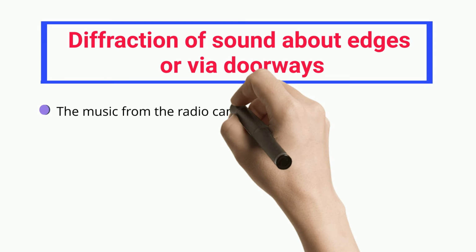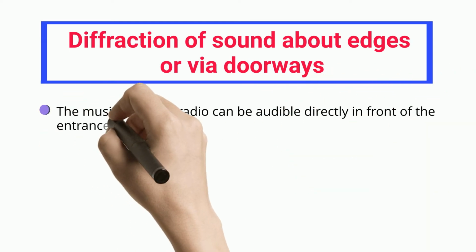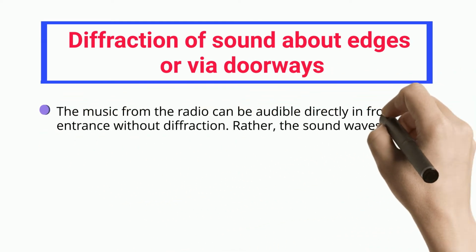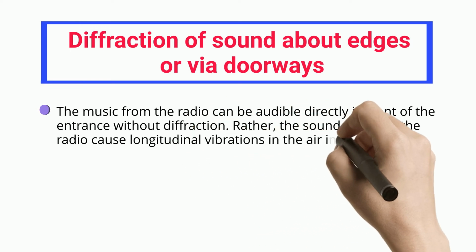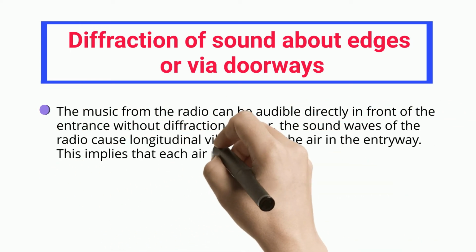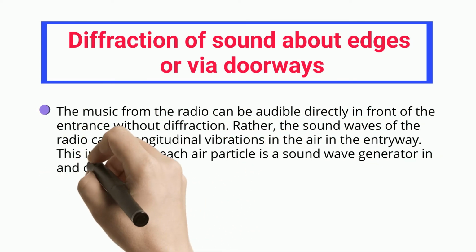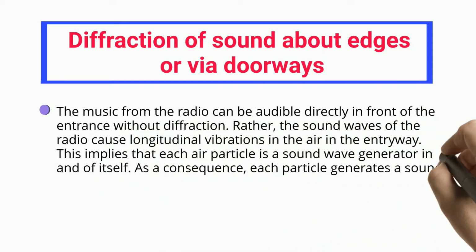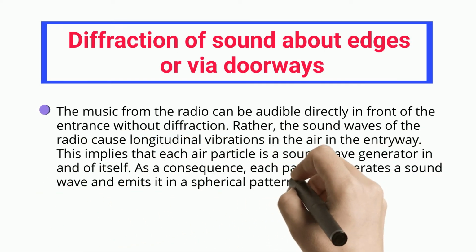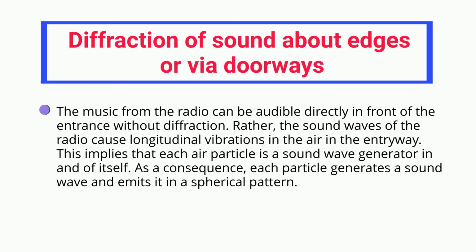The music from the radio can be audible directly in front of the entrance without diffraction. Rather, the sound waves of the radio cause longitudinal vibrations in the air in the entryway. This implies that each air particle is a sound wave generator in and of itself. As a consequence, each particle generates a sound wave and emits it in a spherical pattern.